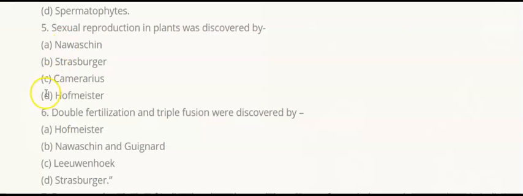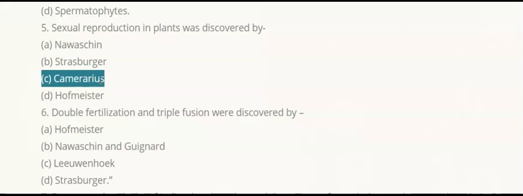We move to question 5. Sexual reproduction in plants was discovered by Novacin, Strasburger, Camerarius and Hofmeister. Because you have to know it by name only, I will not explain it further. The correct option is C, that is Camerarius. He was the one who came out with this description.